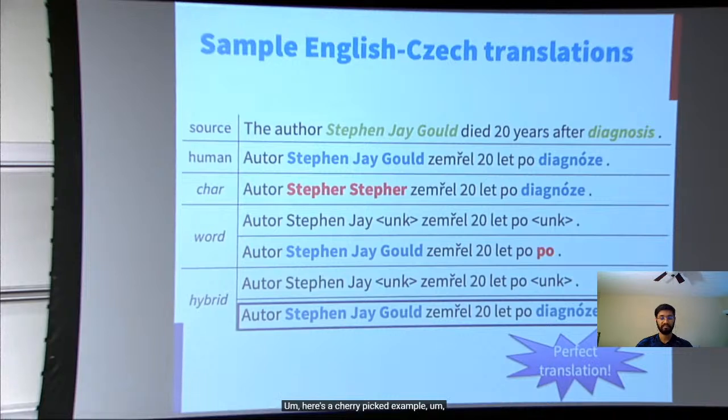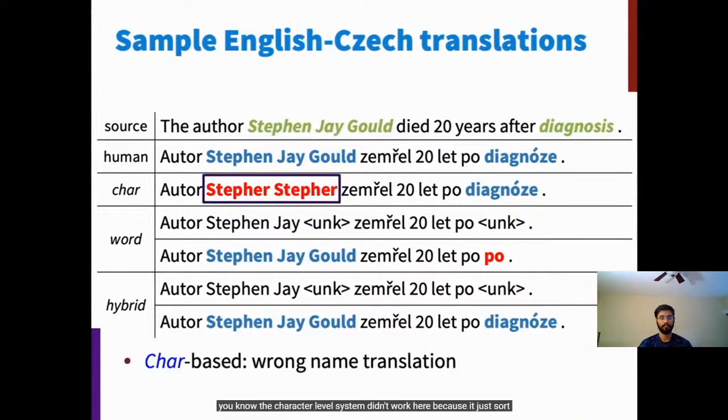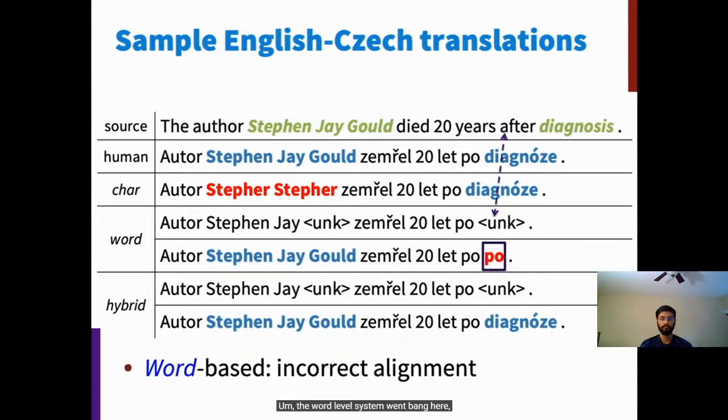Here's a cherry-picked example where our system, the hybrid system, works perfectly, because what else would you expect to see? And so, you can see some of the defects of things that can go wrong. In this case, the character level system didn't work here because, starting with the Steph, it seemed to free associate a completely made up name that doesn't really have anything to do with the source. So that one isn't very good.